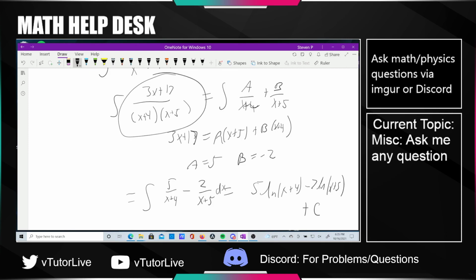And with that, I think that's probably all there is to say about partial fraction integration. All of them are pretty much the same. They're very similar.